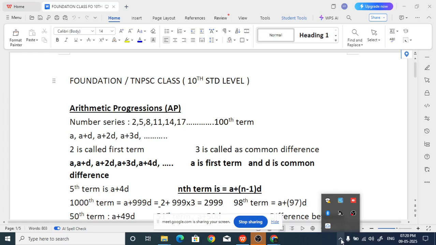So welcome students for this foundation class. For 2 weeks we were doing what is called arithmetic progressions and geometric progression. So arithmetic progression is a 10th standard level subject.